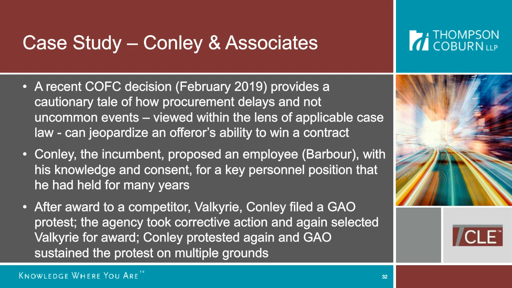A new 5-year contract was initially awarded to a different contractor, Valkyrie. Conley protested at the GAO. The Army took corrective action, meaning the Army had recognized an error in its evaluations and agreed to reconsider its award. Time passed. The Army again awarded the contract to Valkyrie. Conley protested again. Significantly, however, at this point in time, Conley's incumbent contract had expired.